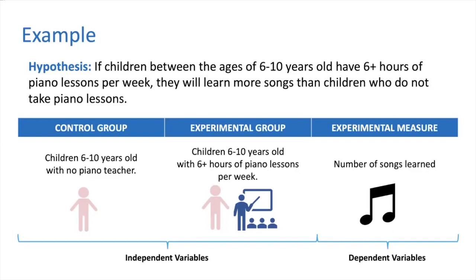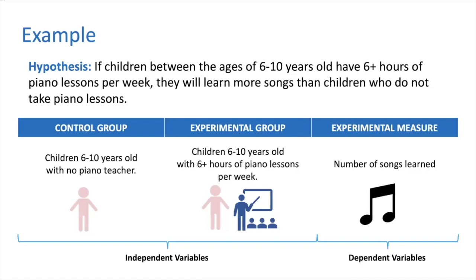So first, let's go over the control group and the experimental group. The control group are children 6 to 10 years old with no piano teacher. The experimental group, children 6 to 10 years old with 6+ hours of piano lessons per week. Now, the groups are the same. They're children 6 to 10 years old, but they differ with one independent variable. The control group has no piano teacher. The experimental group gets 6+ hours of piano lessons per week.